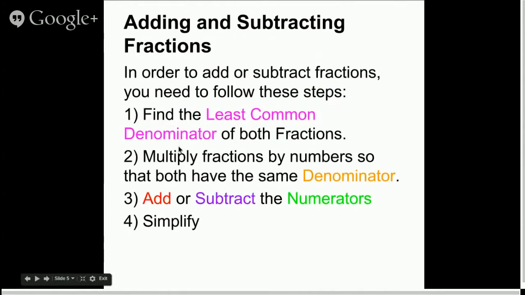All right. So, the steps for adding and subtracting are basically the same. You find the least common denominator of both the fractions. You multiply the fractions by that number so that they both have the same denominator. Then you add or subtract the numerators, and then you simplify.